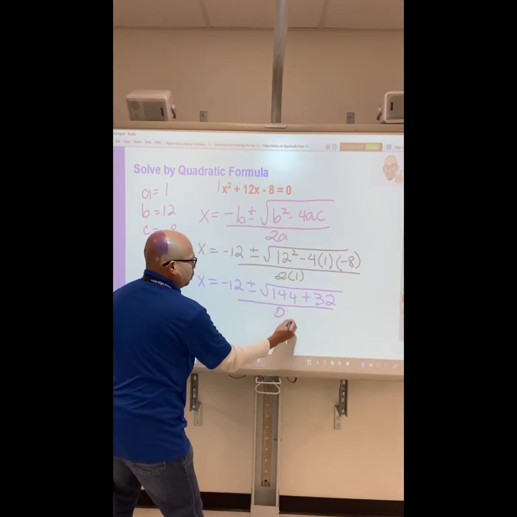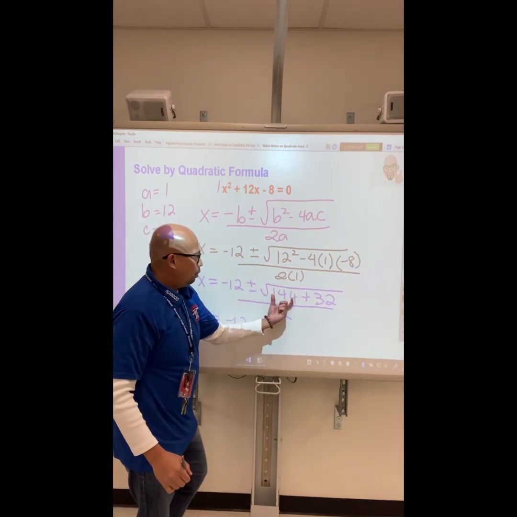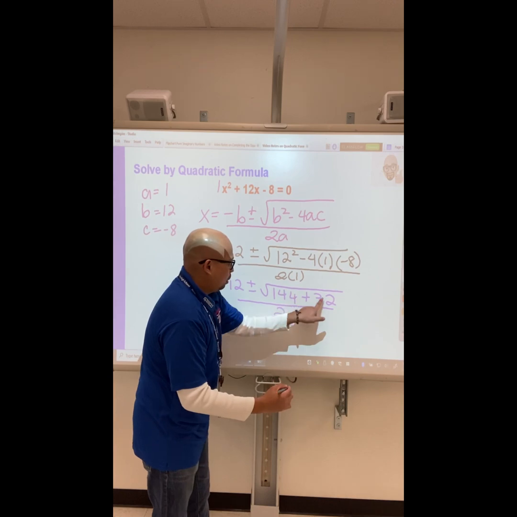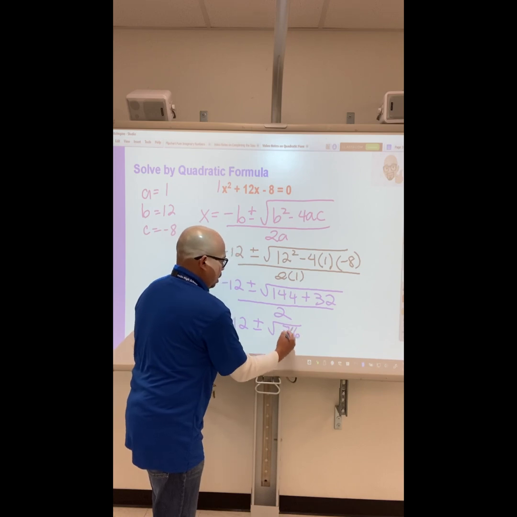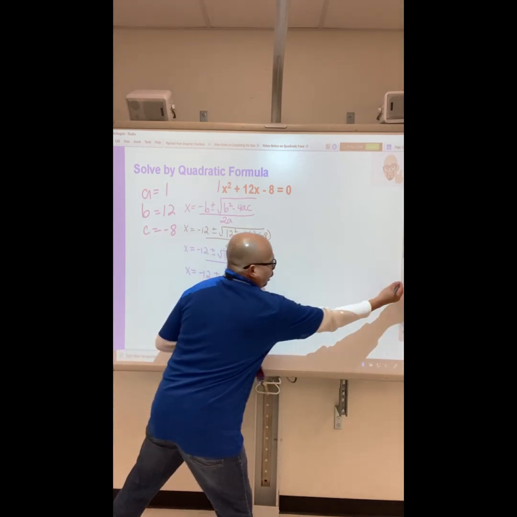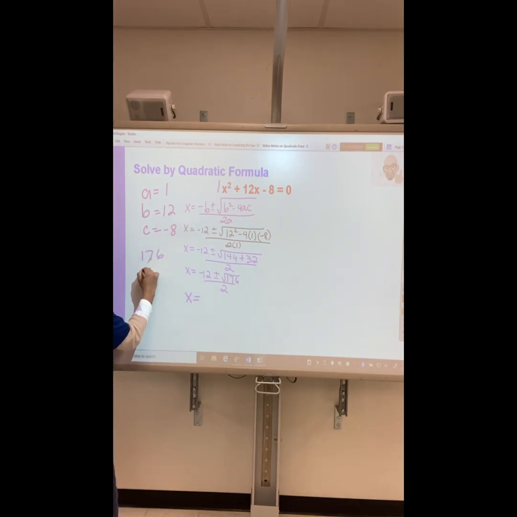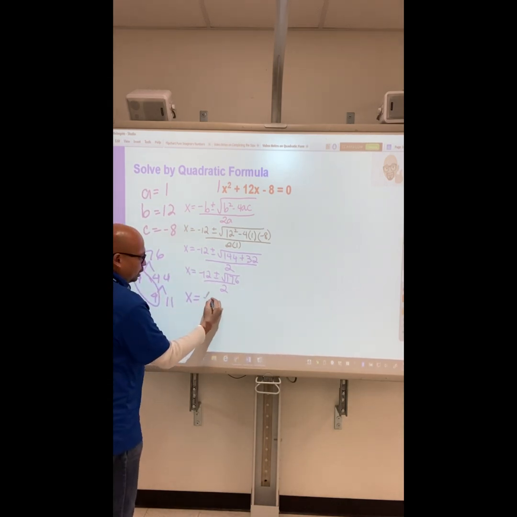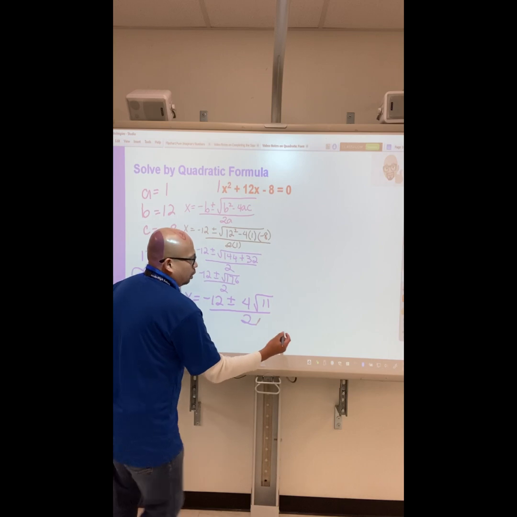All over 2. Then x is equal to negative 12 plus or minus the square root of 144 plus 32, which is 176, all over 2. What is the square root of 176? We can break down the 176: 4 and 44, 4 and 11. We have a pair of 4 here. That makes it negative 12 plus or minus 4 square root of 11 all over 2.